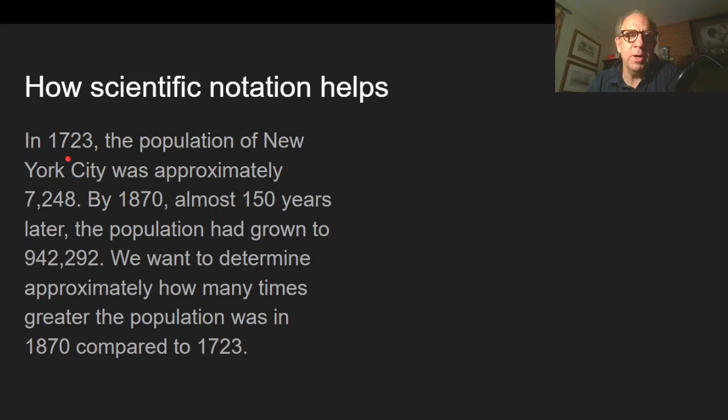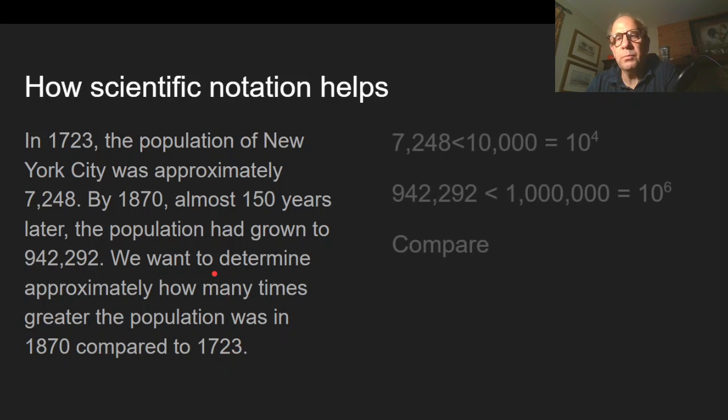So let's try a practice problem. The population in New York was 7,248 people. Now, and then 150 years later, it was 942,292 people. How many times greater was the population between 1870 and 1723? So I'm going to put these in powers of 10. So 7,000 is a little bit less than 10,000. So it's about 10 to the fourth. 4 zeros, so it's 10 to the fourth. 942,292 is a little bit less than a million, and there's 6 zeros, so that's 10 to the sixth.